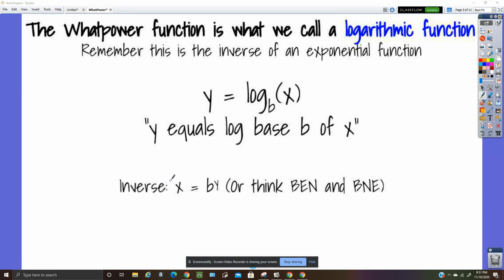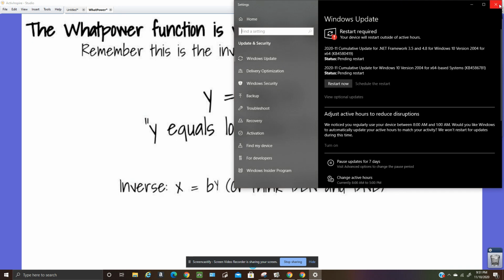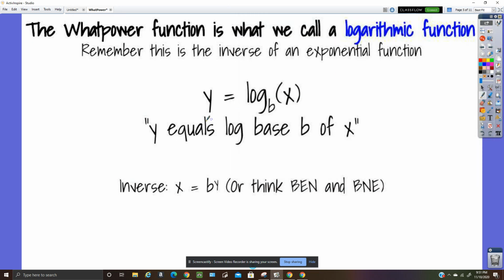And the inverse, then the inverse x is equal to b to the y. Or you're changing this, you can change it to BEN. So base, exponent, number, that's the BEN format. Here's base, number, exponent. Base, number, exponent.